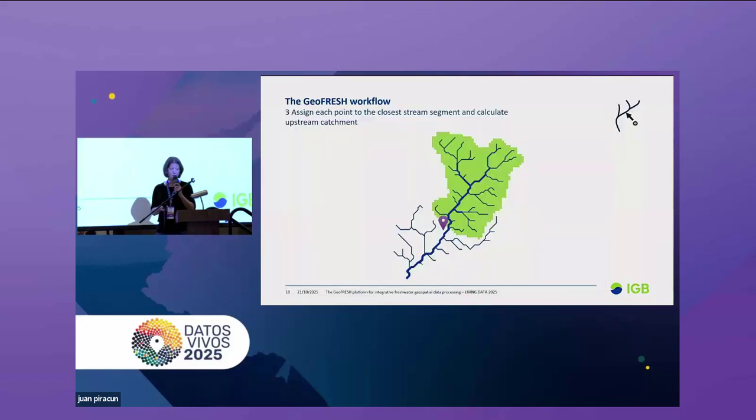Then next, this is where the processing happens. First step we always need to do is assign each point to the closest stream segment. We call this the snapping. So this point gets moved a little bit. And then for each of these points, we start the pgRouting processes to calculate the upstream catchment from these points for each of them and store them in the database.